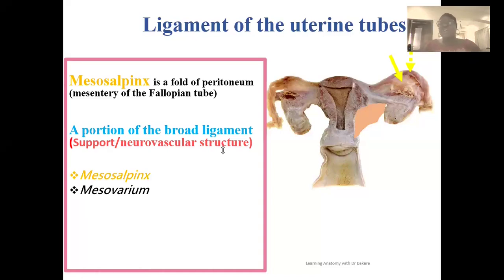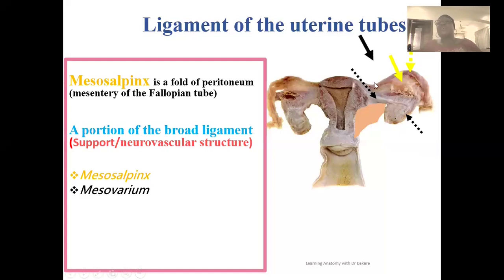So the mesovarium is also seen as a sub-region of the broad ligament. This is where we have the ovary here, arrowed in dotted black, and this is where we have the ovarian ligaments, also arrowed here in dotted black. We described the ovarian ligament in our previous slide, where we say that this ligament is connecting the ovary to the lateral border or wall of the uterus. And this is what is projected here in this image.